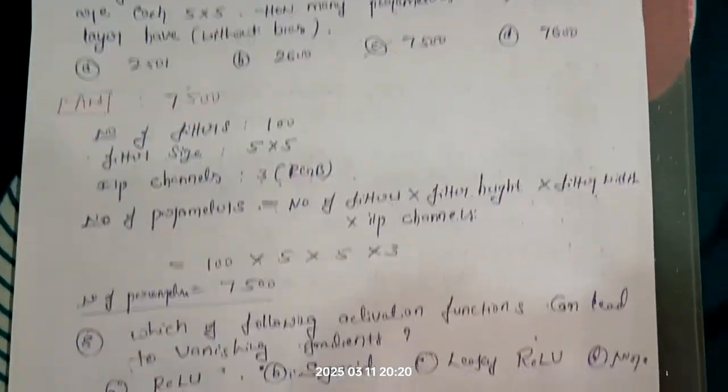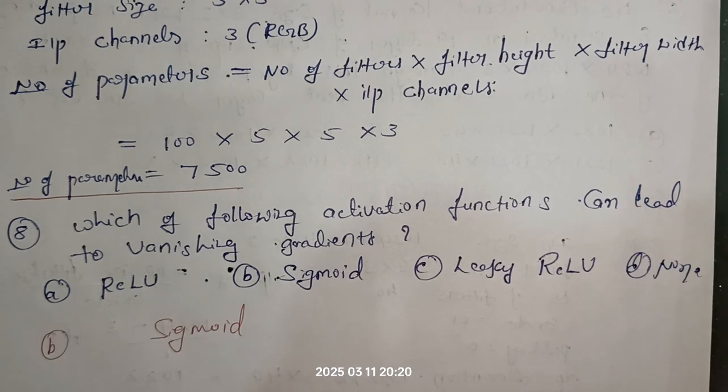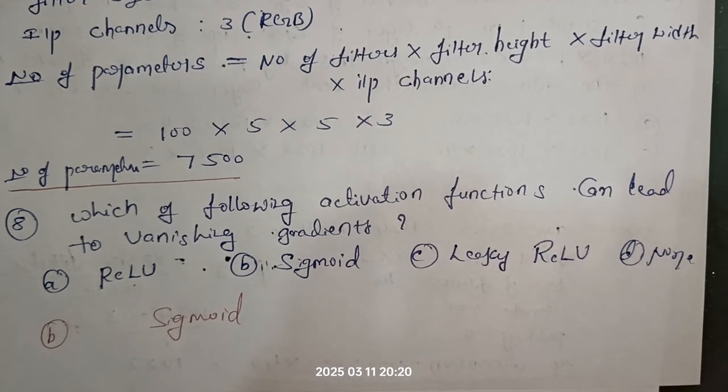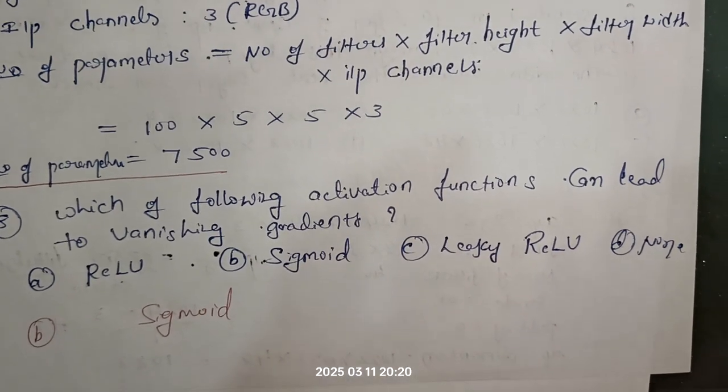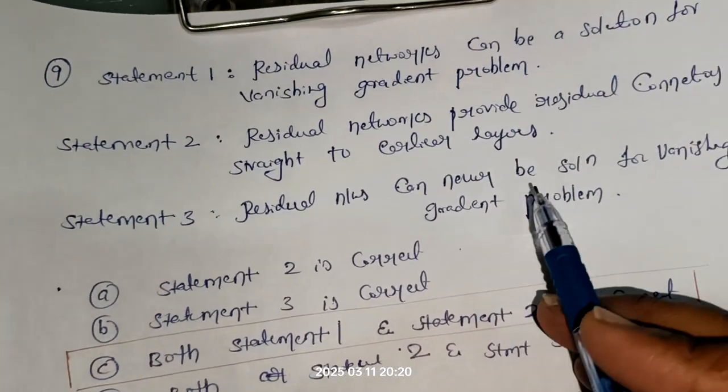Okay, so the eighth question. Which of the following activation functions can lead to vanishing gradients? Sigmoid is a function which leads to vanishing gradients. So statement 1. Ninth question.